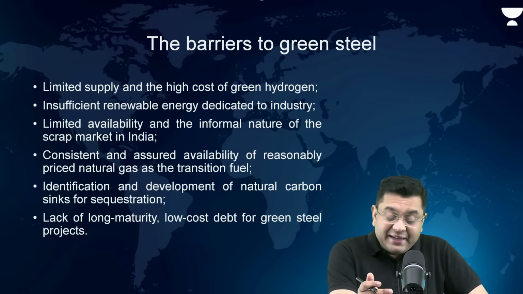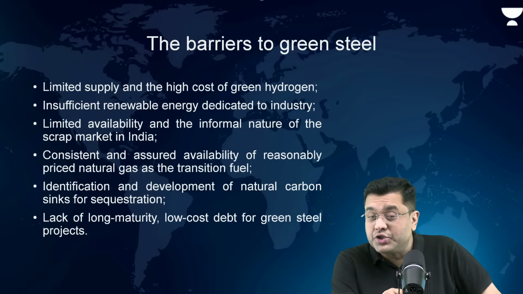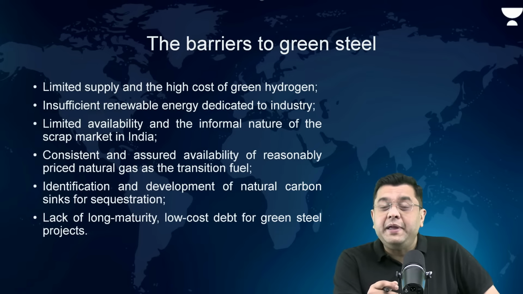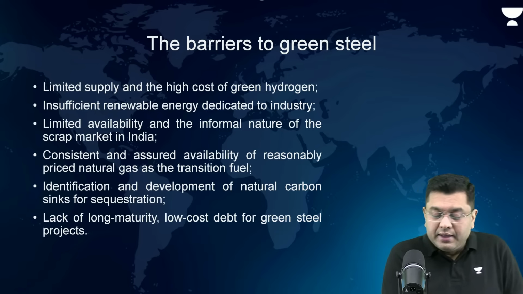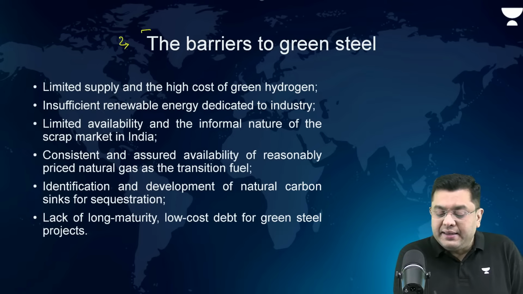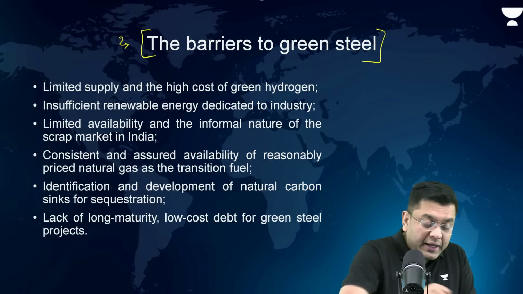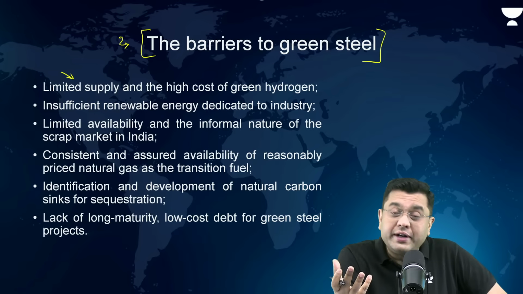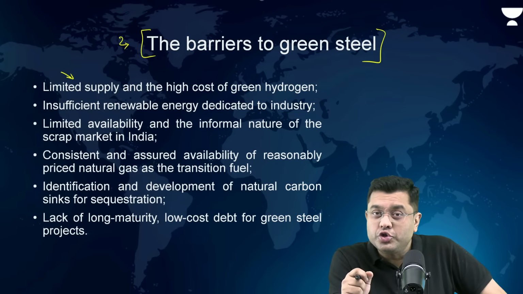Meanwhile, you have the existing plants also which are trying hydrogen infusion in certain cases. For example, Jindal Steel is trying that. In certain cases, there is the case of scrap being used, but it is at a very limited scale. Overall, still, the barriers to the green steel that our country faces are humongous. What are the barriers? Limited supply and the high cost of green hydrogen. We still don't have the infrastructure for large scale utilization of green hydrogen.